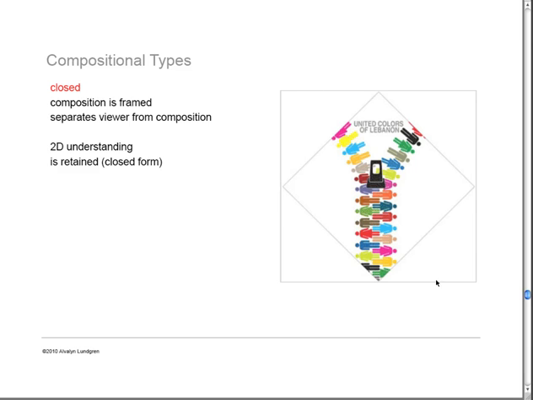The entire piece is the square, then we have the smaller square on the diagonal axis, and then we have the people zippered together, and obviously they're cut off. So we have the understanding that there's a framing device that is part of this design. And again, with a closed form, the two-dimensionality, the decorative space, is definitely the thing to understand.